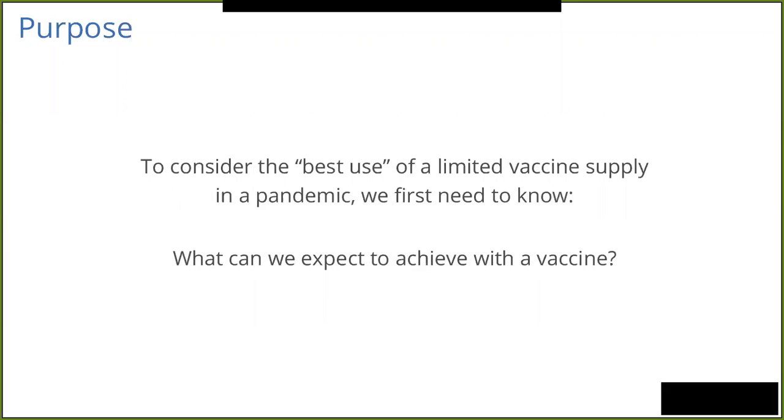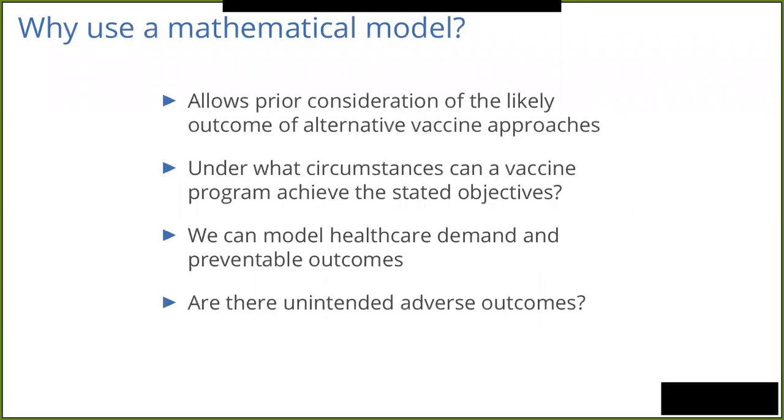Once we have a reasonable idea of what we might expect to be able to achieve with a vaccine, we can then start to think about what it means to make best use of a vaccine. I'll show you an overview of the model in the next few slides, but first I'll tell you why this kind of model is useful.